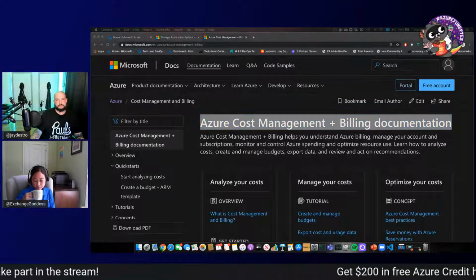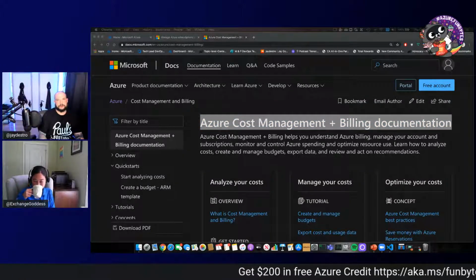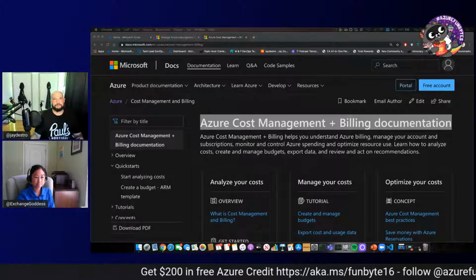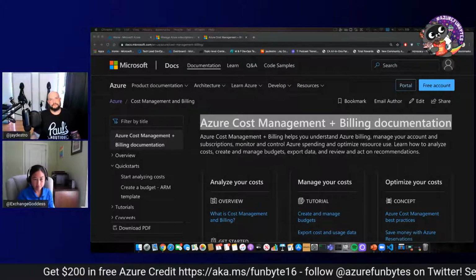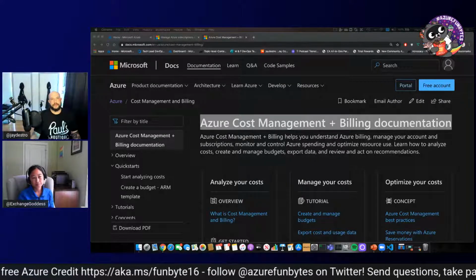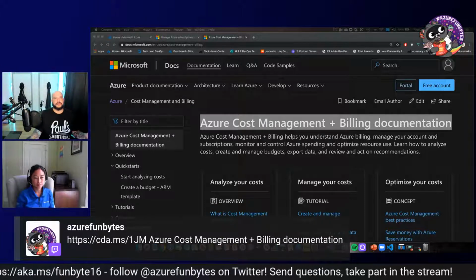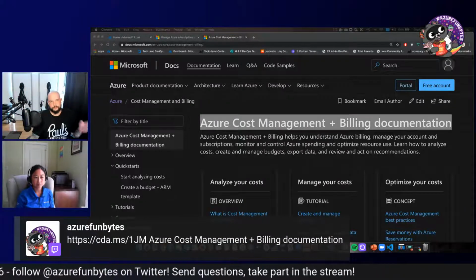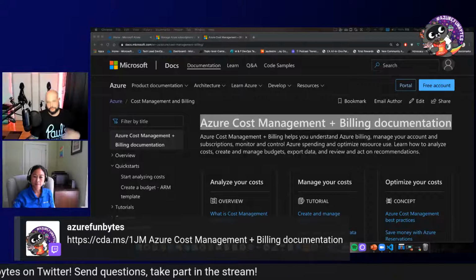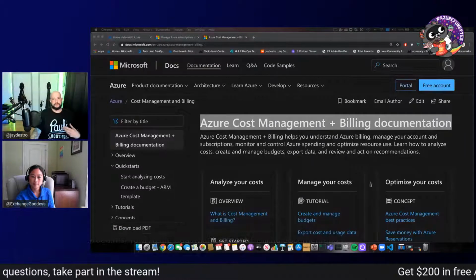And one of the things I'm bringing up for everybody right now is some documentation on the billing and cost management stuff that comes along with Azure. These are some docs that you can go ahead and take a look at that are really complementary to the things that Phoummala and I are talking about today.